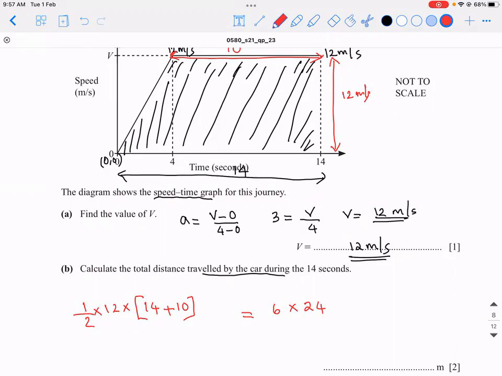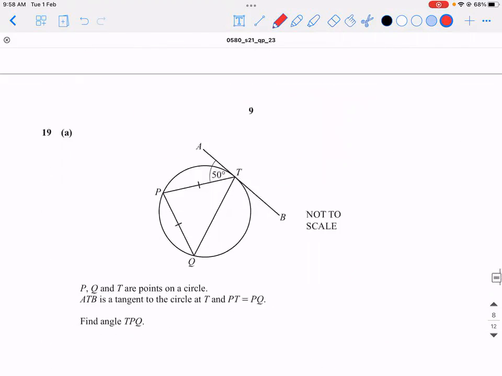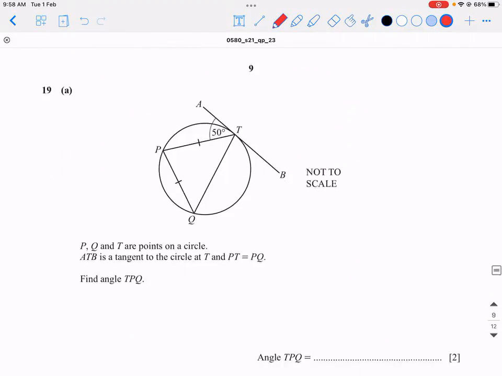So what is our answer? It's going to be 144 meters. So the answer for this question, it's very simple, 144 meters. I hope you got it. Now move to a question related to the circle theorems.